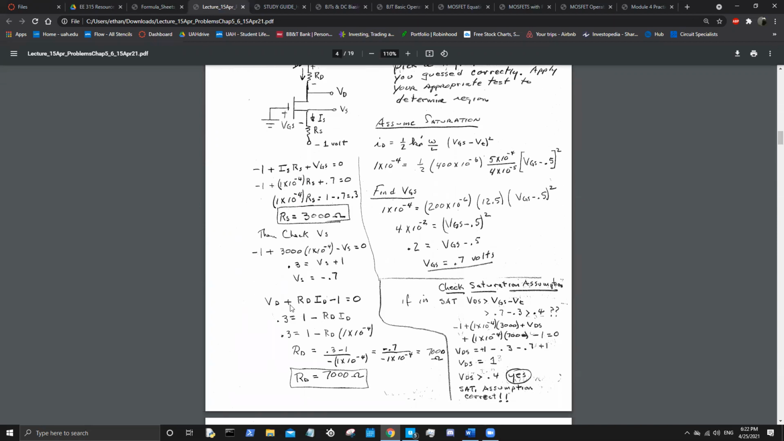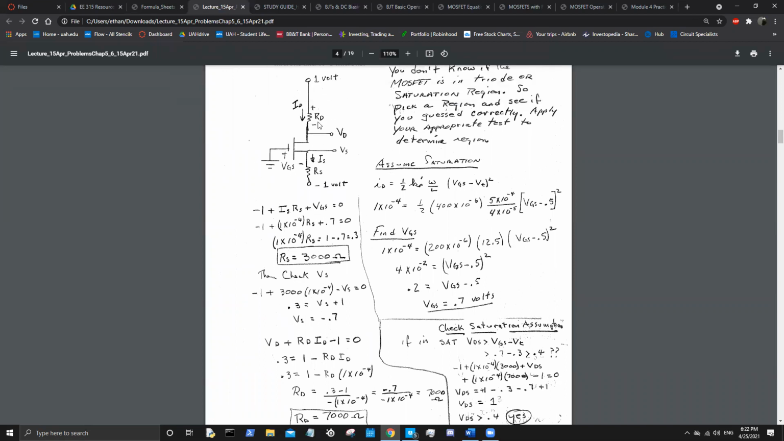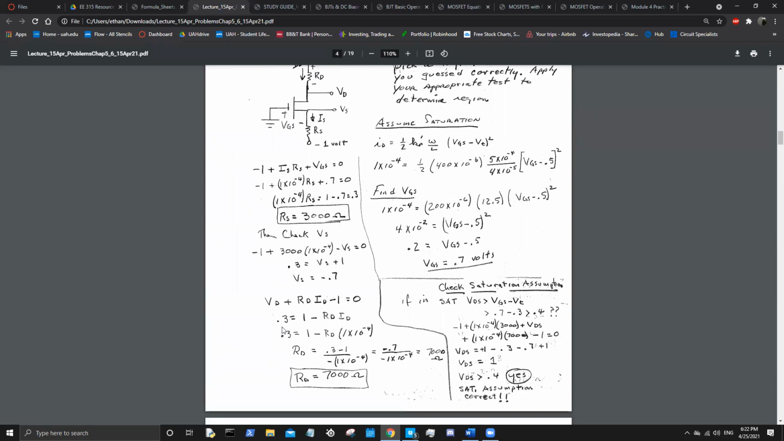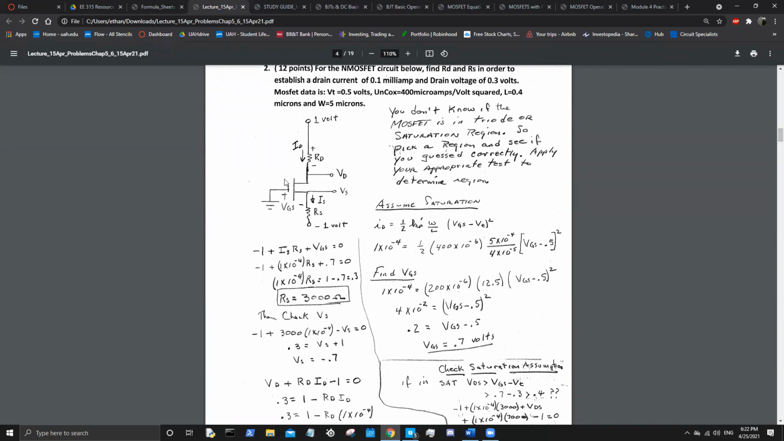Go down here and we're solving for VD this time instead. Well, we're not solving for VD, we're solving for RD. We have VD already, VD being in this case the potential drop across the resistor. Let's see. We have VD plus RD times ID. We have ID, we have negative 1, and then we have 0. So VD is 0.3 here.